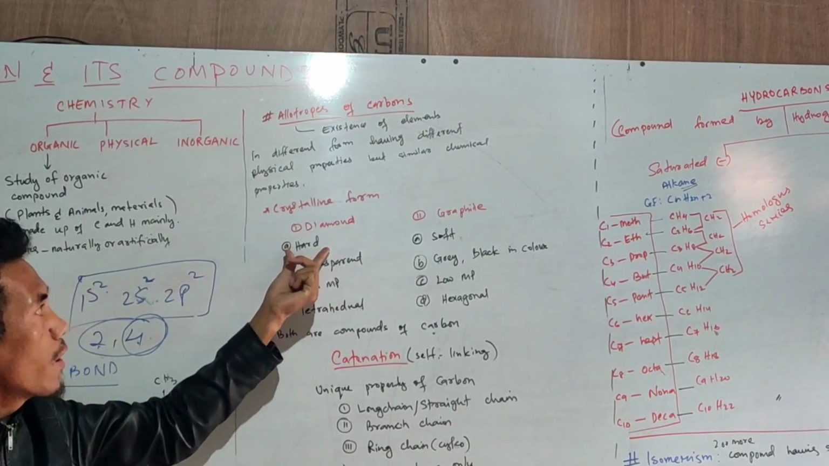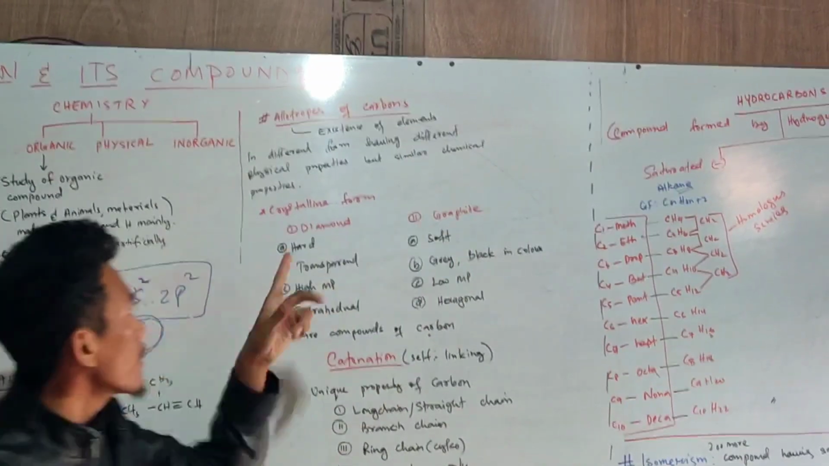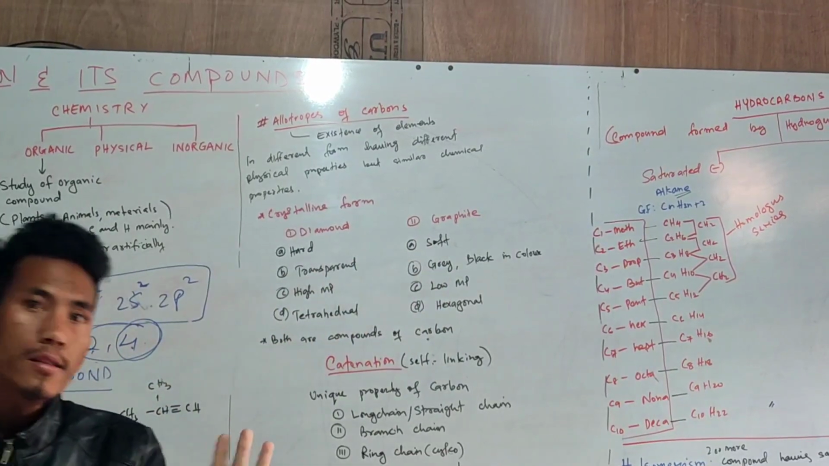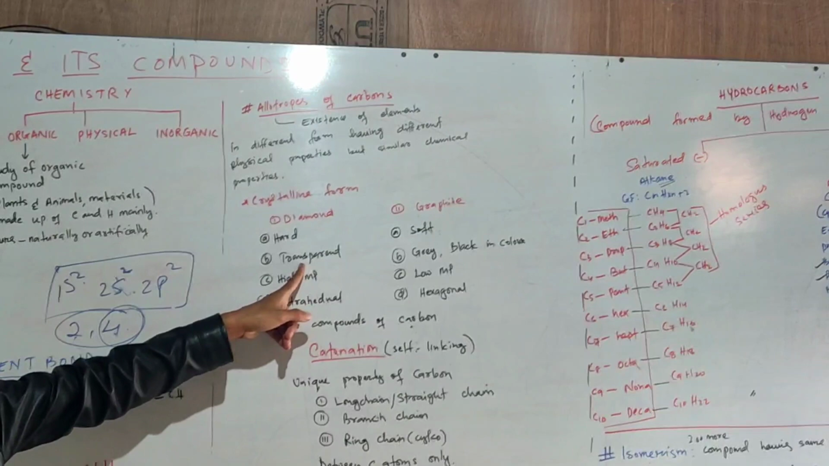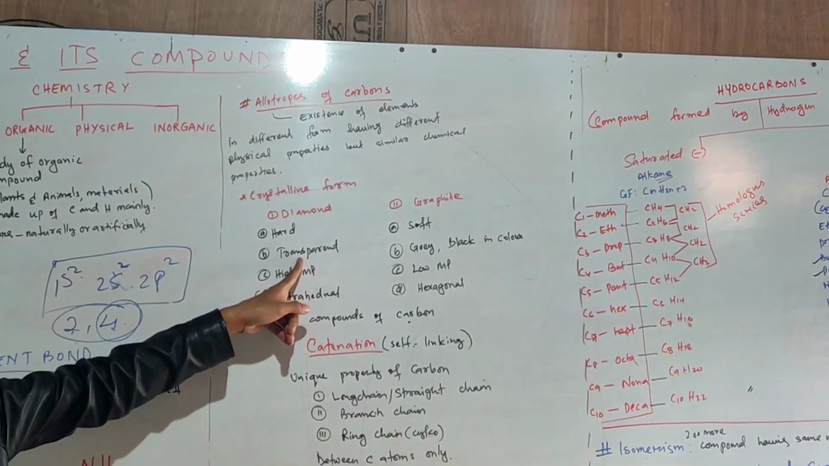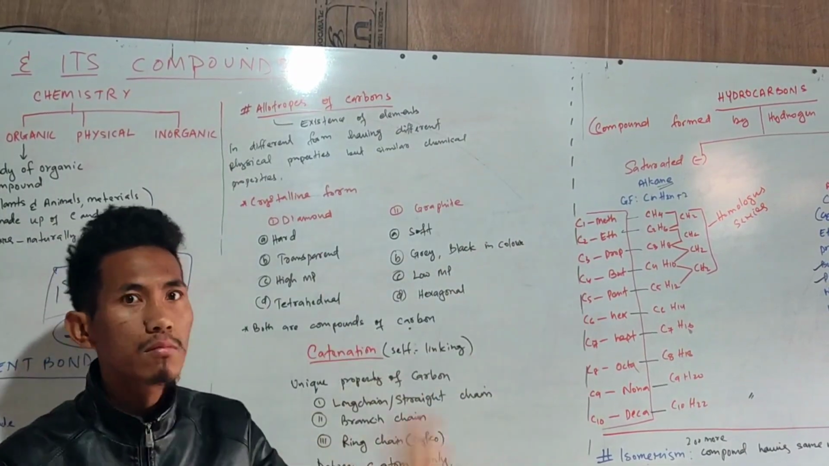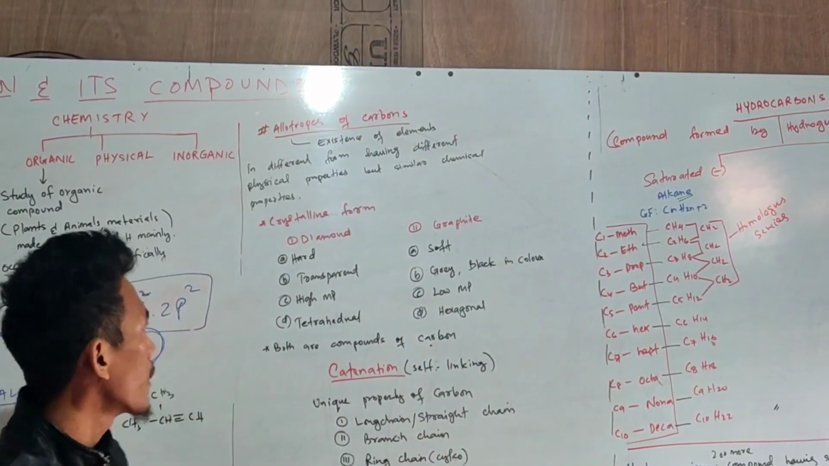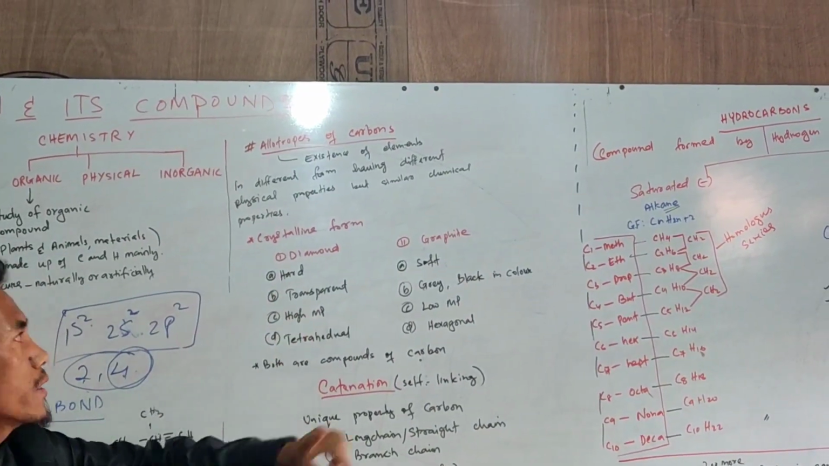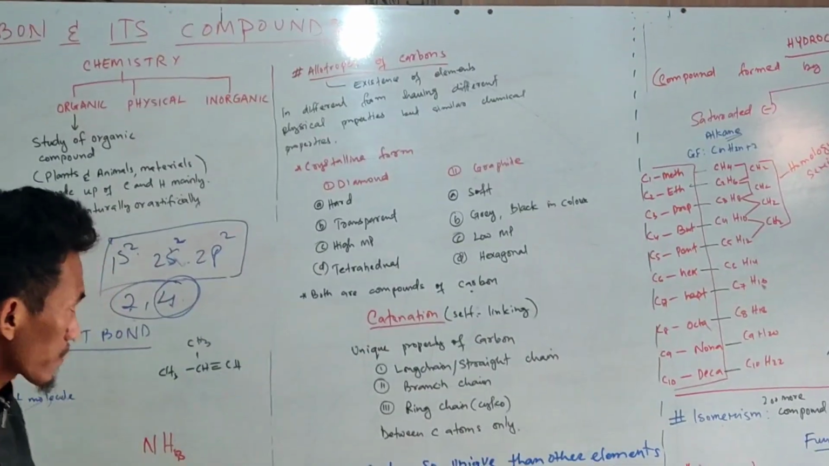For example, diamond and graphite. Diamond is hard and graphite is soft. Physically they are different. Okay, now another one. Diamond is transparent. Refractive index is very high in diamond, but graphite is black in color and its refractive index is very low. Even the color is not the same. Diamond has a high melting point, graphite has a low melting point, with tetrahedral and hexagonal arrangements.